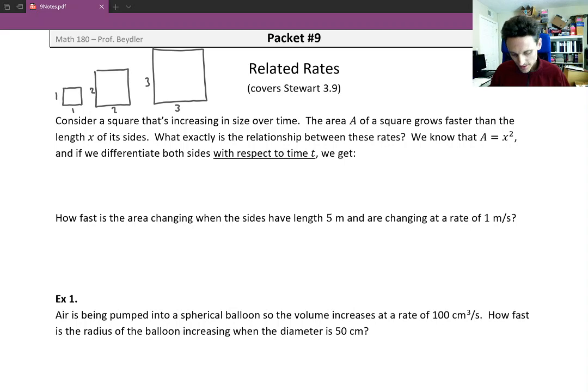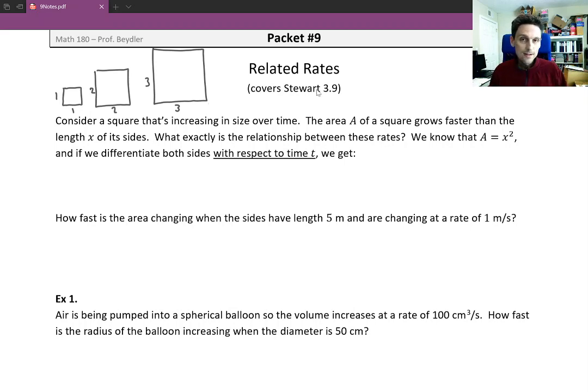And I've already drawn a picture of a square with sides 1, a square with sides 2, and a square with sides 3. So let's just suppose that after 1 second the square has sides 1, after 2 seconds the square sides grow in length to 2, and at 3 seconds they grow in length to a side of 3.